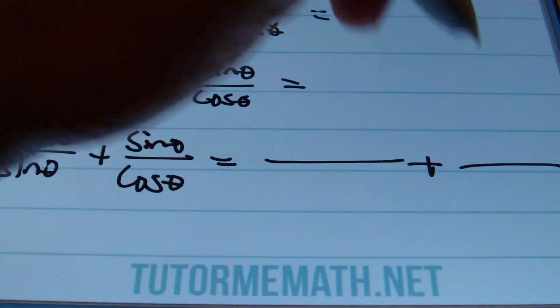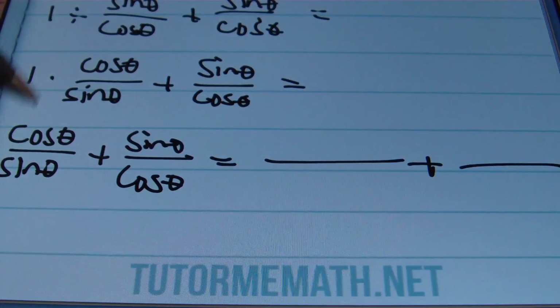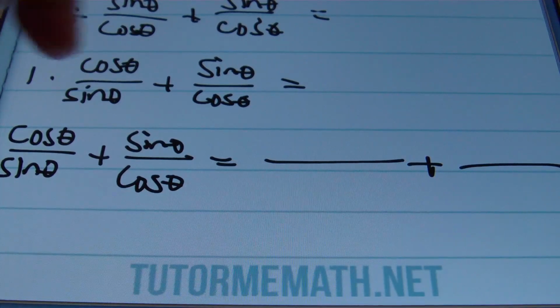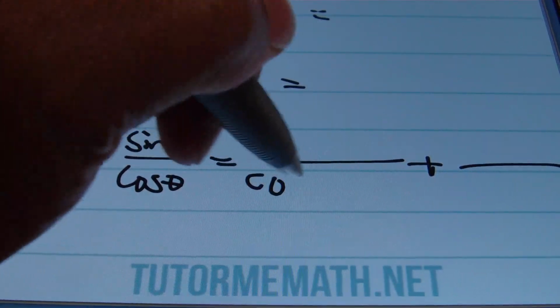Okay, so setting up my framework. I need to get a common denominator between sine theta and cosine theta. Well, that's just going to be cosine theta sine theta. Just multiply them together. So I'm going to put the cosine theta first. You'll see why in a second.